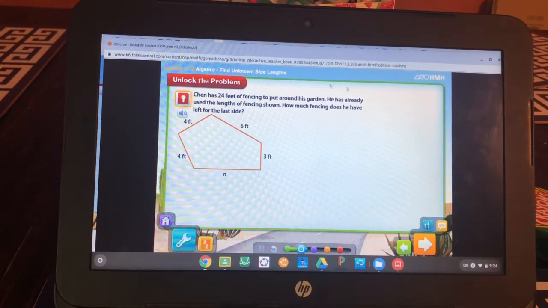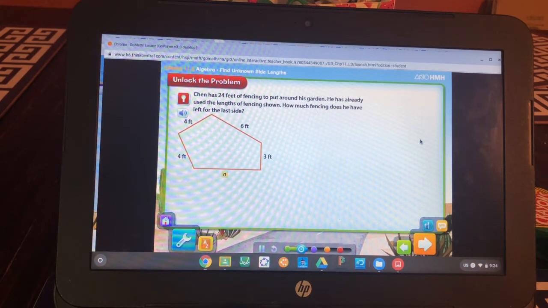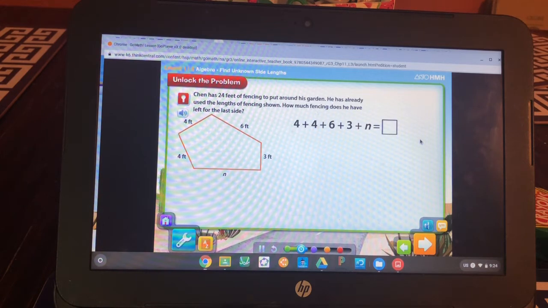What do you need to find? You need to find how much fencing Chen has left for the last side of his garden. To solve this problem, you need to find the unknown side length. The letter N stands for the unknown side length. Start with an equation for the perimeter of the garden. If you knew the length, N, you would add the side lengths to find the perimeter.